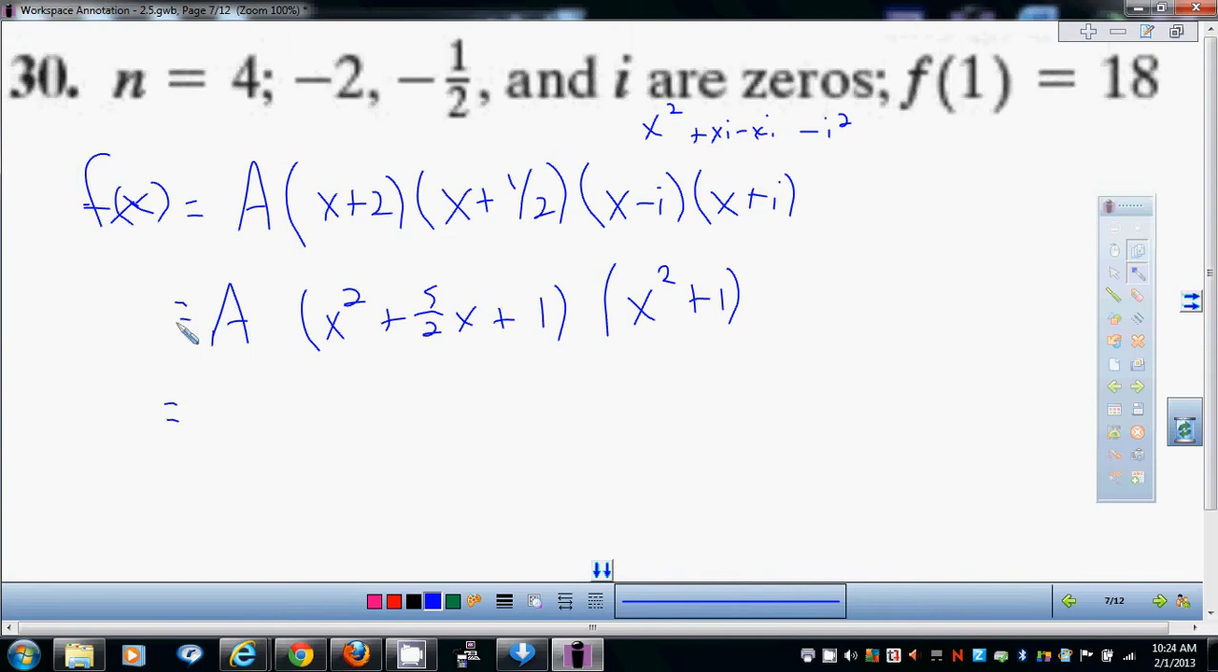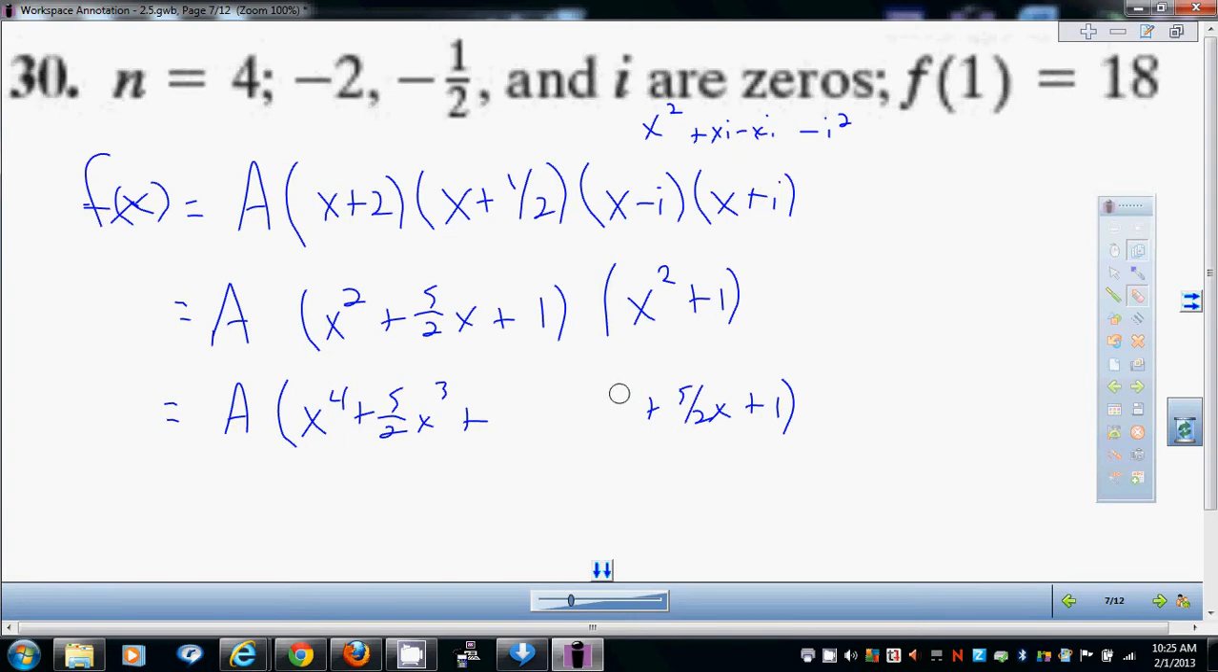Now we gotta distribute x. I'll take these two and multiply them by all three of these individually. X squared times x squared. X squared times 5/2 x, 5/2 x cubed. X squared times 1. 1 times x squared. 1 times 5/2 x. And 1 times 1. The only like term we have to put together are the 2x squared, so I'm just going to do that right here. X squared plus x squared is 2x squared. It's the only like term we had to worry about.